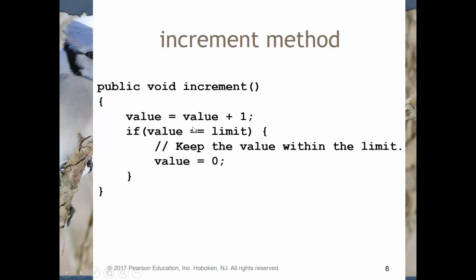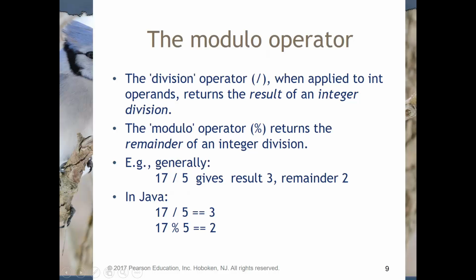When value equals limit, notice that, very, very important when writing Java. It isn't illegal to make that a single equal sign, but it will not give you the results that you want. Open brace, value equals 0. So when I hit my limit, reset my value to 0. Next, is there a more efficient way that we could do this?